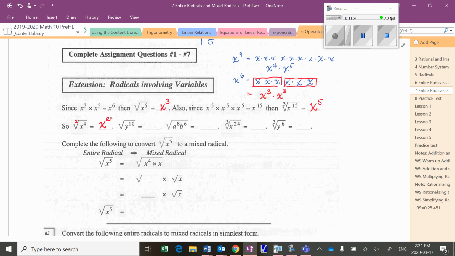Square root of y to the 10th, again, index of 2, 10 is a multiple of 2, divide that by 2, so that is y to the 5th. So y to the 5th times y to the 5th is y to the 10th.